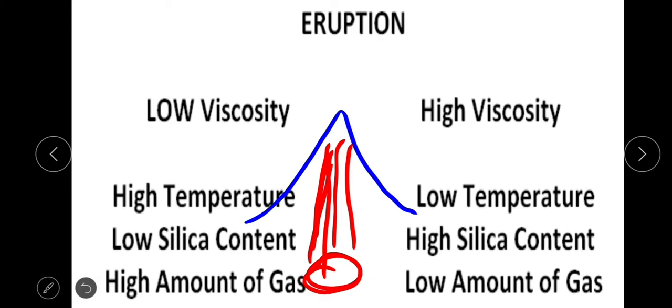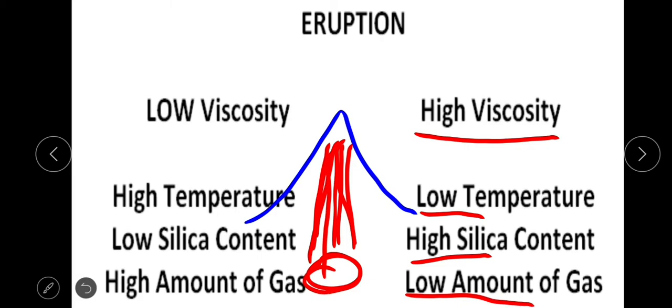When magma moves upward towards the volcano opening, it has high viscosity along with low temperature, high silica content, and low amount of gas. Now, magma that is moving upward becomes more viscous. And in this portion, magma has a high viscosity.